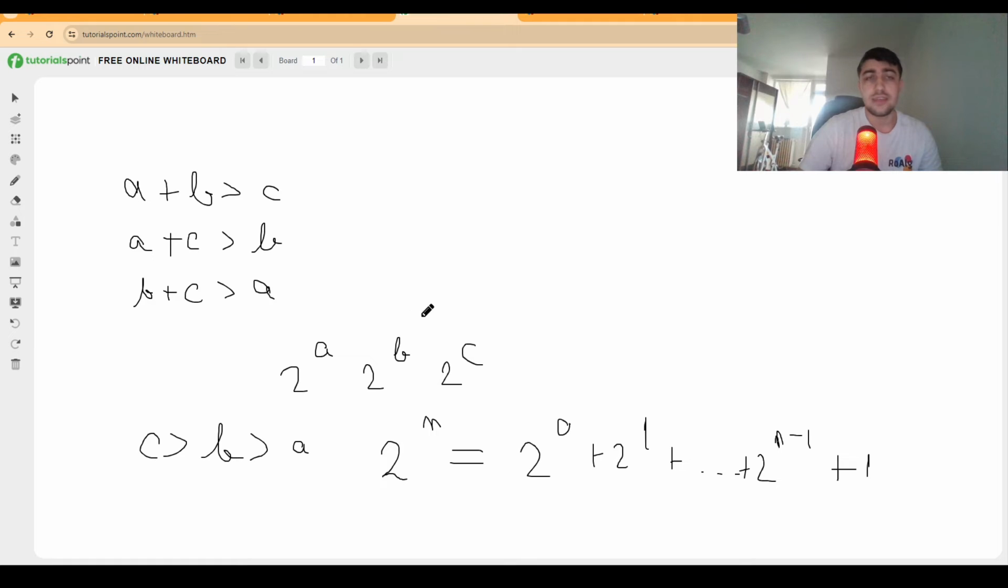Now let's also analyze another case. Let's say that we have 2^A, 2^A, 2^C.